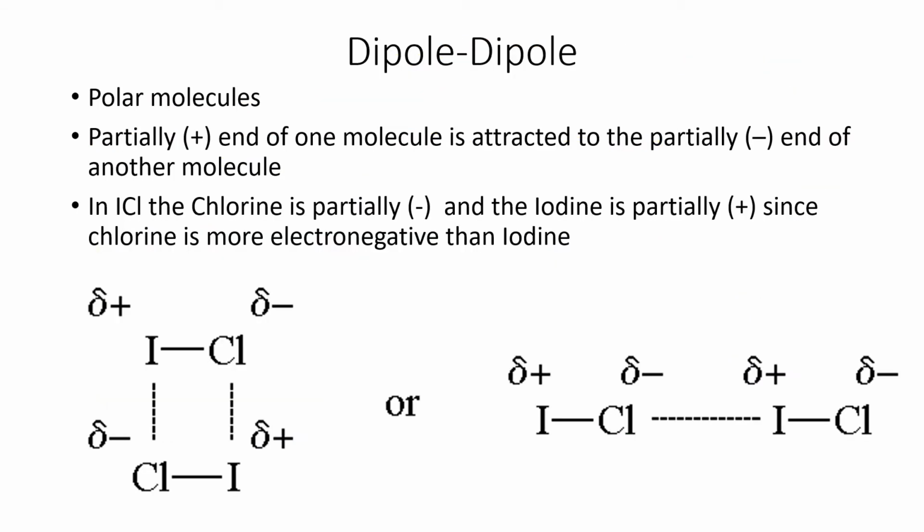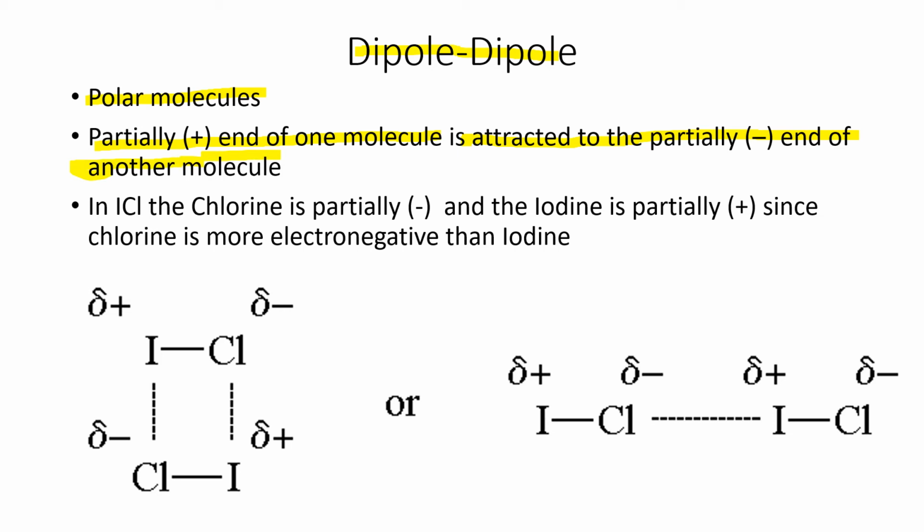Even though hydrogen bonding came next in terms of the next strongest one, we need to do dipole-dipole first, because hydrogen bonding is a special case of dipole-dipole. So we want to understand what's happening with dipole-dipole before we tackle hydrogen bonding. For dipole-dipole, we want to associate this with whenever you see polar molecules. Here, the partially positive end of one molecule is attracted to the partially negative end of a neighboring molecule.